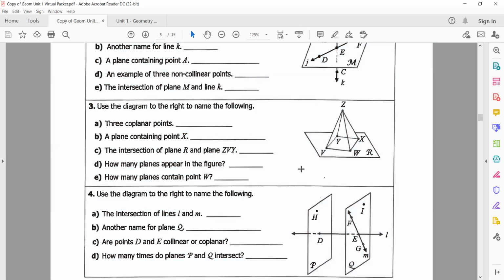Number 3 here, this drawing is one of my favorites. And especially when you look at 3D, how many planes appear in the figure? Audrey says 5. Anybody have a different answer? She's right, but I'm just curious if anybody has a different answer. Some people have said 6 in the past. But there are only 5.